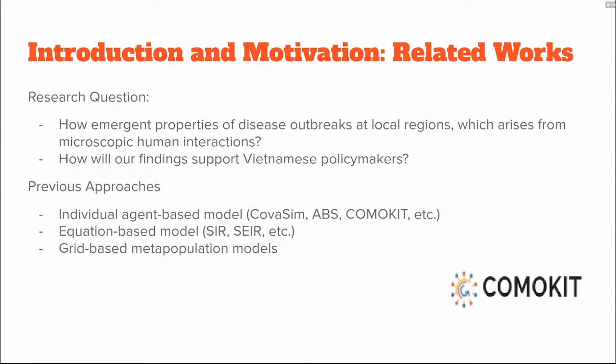One of the main issues with previous approaches, which we mentioned a lot in our conversation today, are individual agent-based models, equation-based models, and the grid-based method of population models. All of them are very good at showing the micro level interactions between agents. But one thing that concerns policy makers is, number one, these models are not guaranteed to be robust. And the second thing is they often require a large amount of data and scalability.